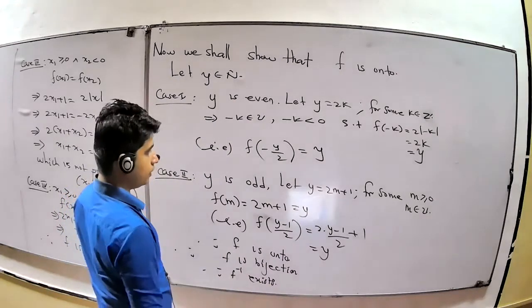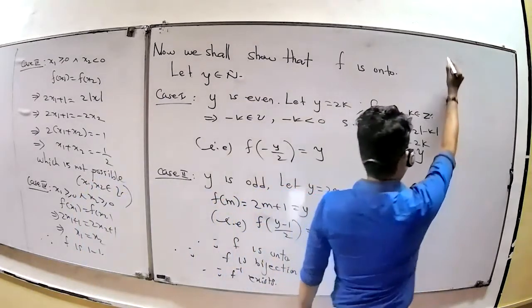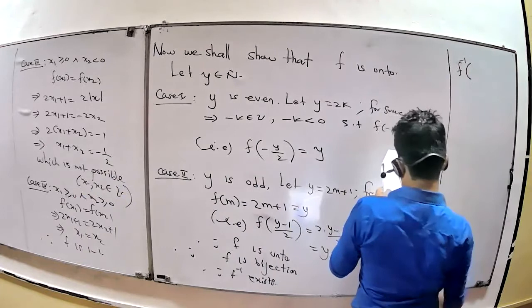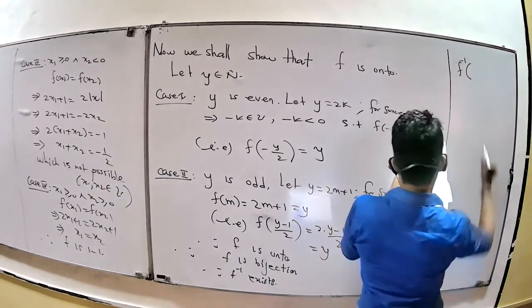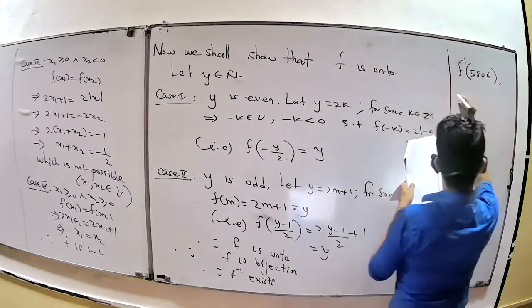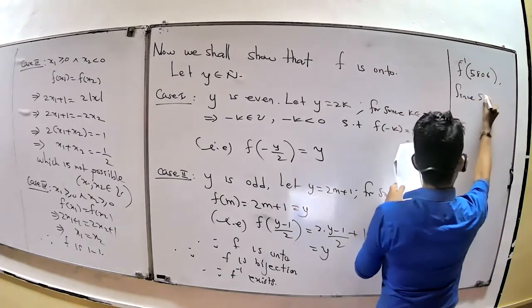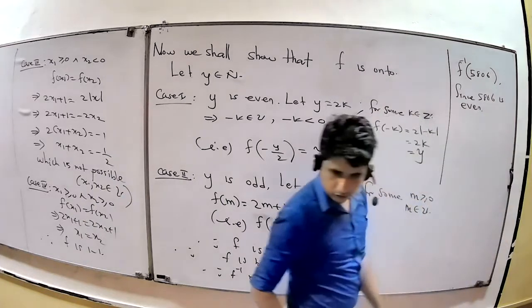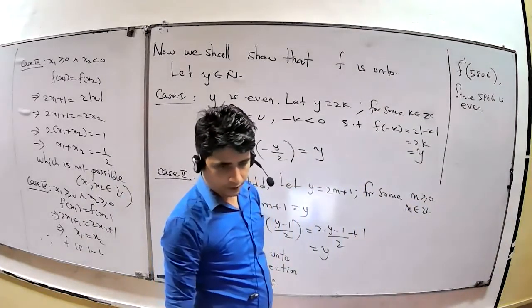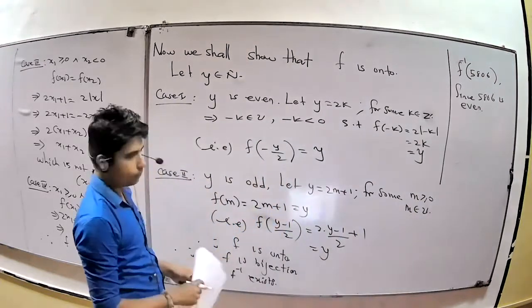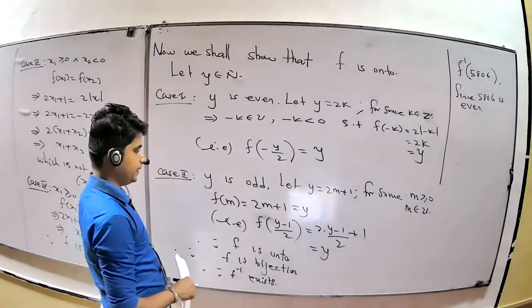They asked to find the values of f inverse of 5806. Since you know that 5806 is an even number, therefore which case is possible? F inverse, you know, right?